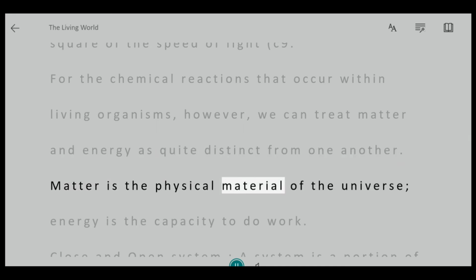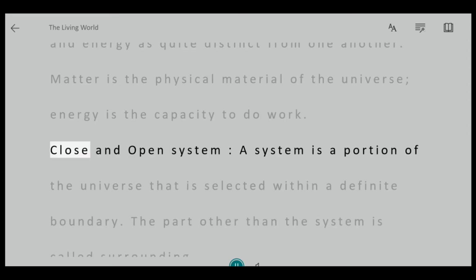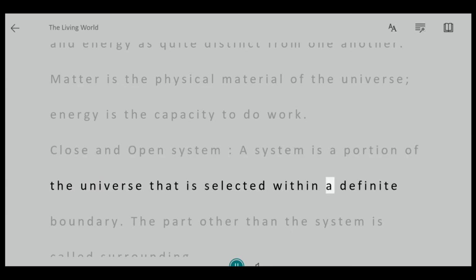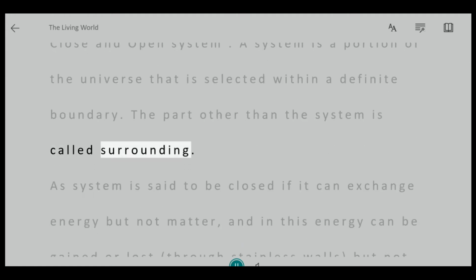Matter is the physical material of the universe, energy is the capacity to do work. Closed and open systems. A system is a portion of the universe that is selected within a definite boundary. The part other than the system is called surrounding.